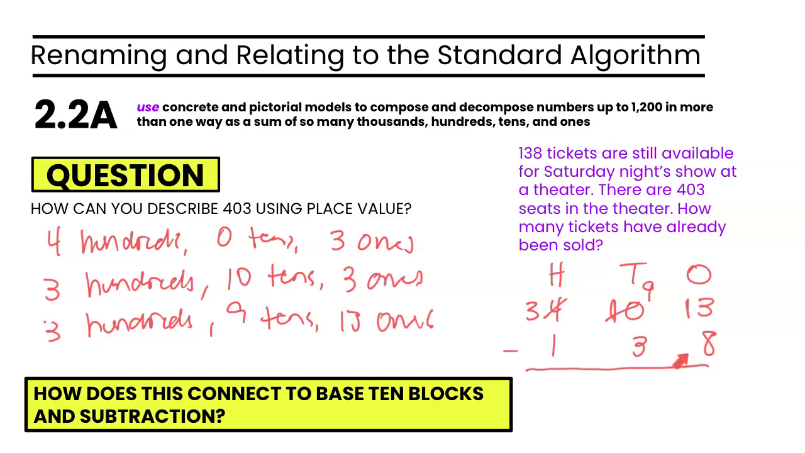This now makes the subtraction in the ones place possible. 13 minus 8 is 5.